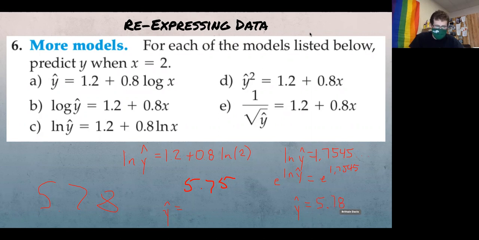And that's how we will get our y hat, which is going to be 5.78. If you got 5.75, you might have rounded the 1.7545 a little shorter, but you're in the same ballpark. Okay, are there questions on that one?